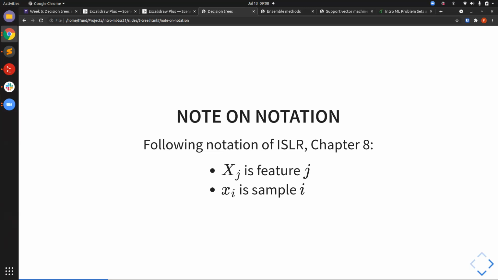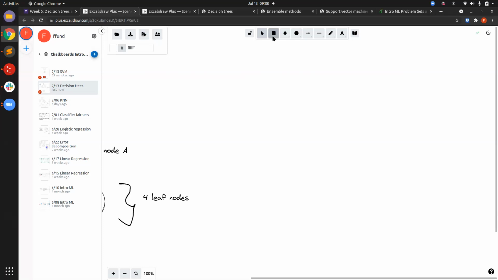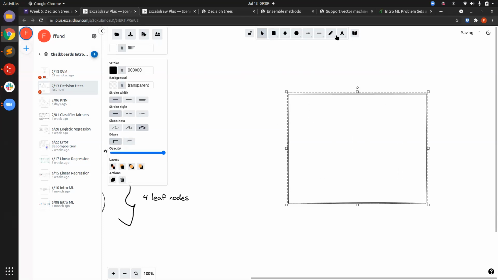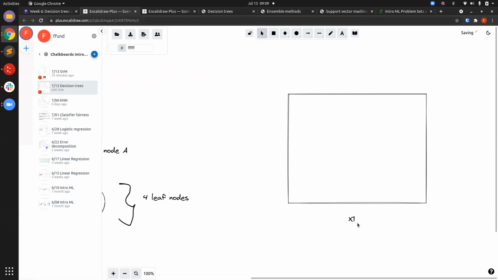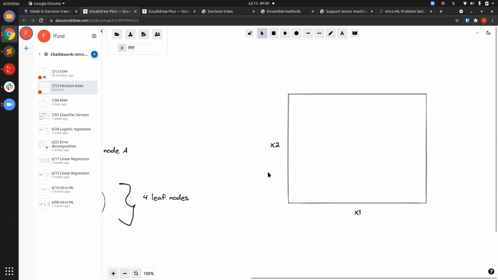Okay, so what's the idea of a decision tree? Well, imagine we have a set of possible predictors. So suppose we have 2 possible predictors, x1 and x2. Remember, we're using the notation where capital X means it's a feature. So we have this feature space defined by x1 and x2. I'm choosing 2 features because it's very easy to draw 2 dimensions.